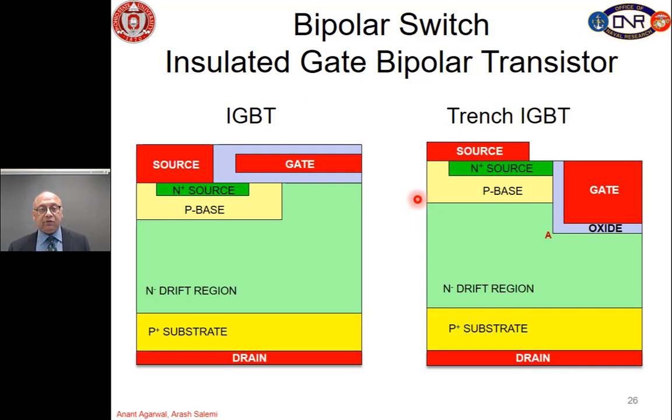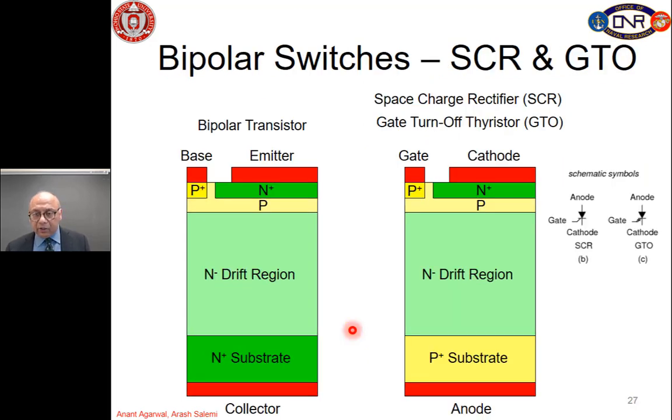This is a very popular switch configuration. It is called insulated gate bipolar transistor, which is very similar to the MOSFET structure, planar or trench on the right hand side, except the substrate is changed from N plus substrate to P type substrate. And we will discuss why this helps. These devices are generally used for higher voltage applications. There are two other types of bipolar switches which are common.